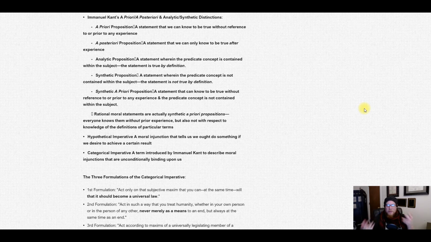A priori versus a posteriori. A priori means you know it beforehand. A posteriori means you know it after the fact. Prior, posterior. But then he also talks about the distinction between the analytic and the synthetic.